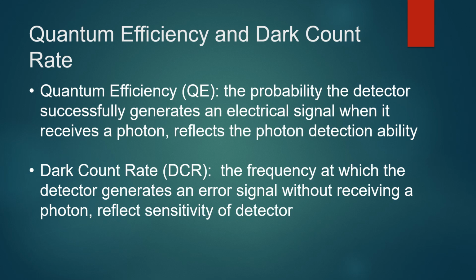And this reflects the photon detection ability of the detector, and it is an important parameter to evaluate the sensitivity of the detector. The second one is dark count rate. This dark count rate refers to the frequency at which the detector generates an error signal without receiving a photon. So ideally, a photon detector shouldn't produce any signal when there's no light incident onto it.